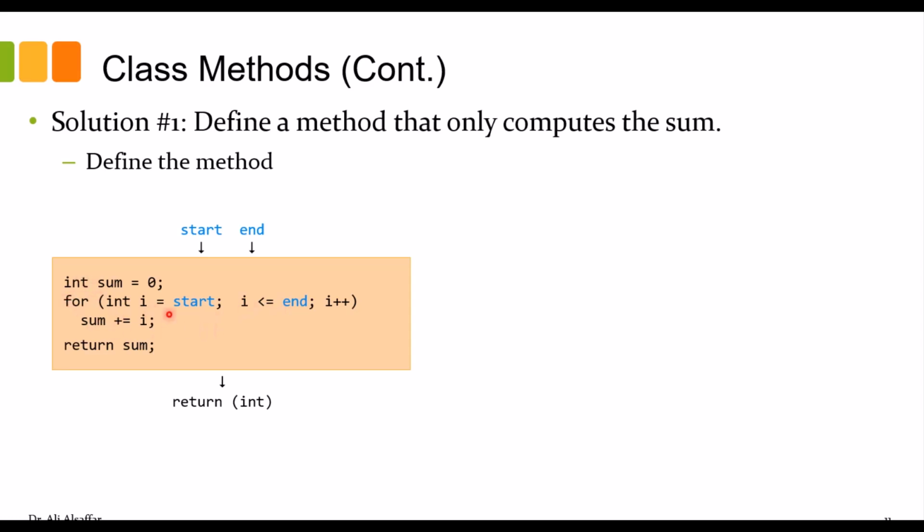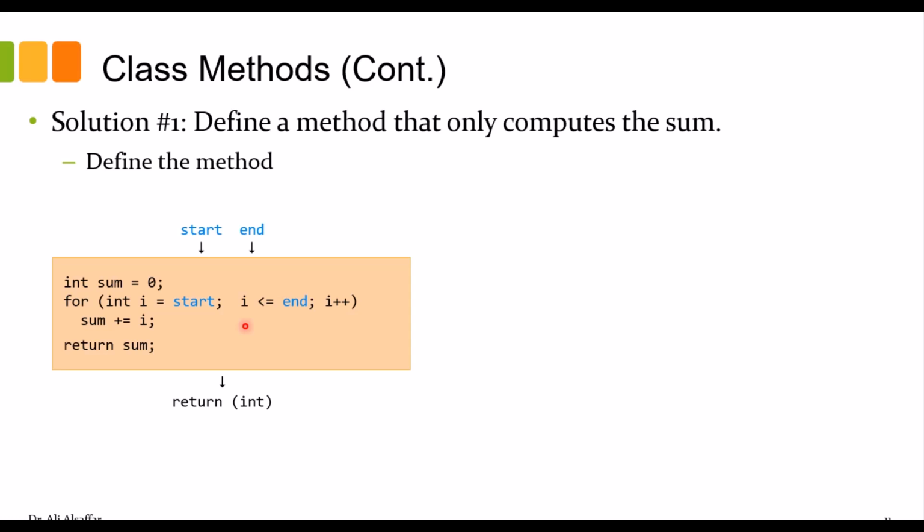So after it computes the summation, we write the word return, and we put where the summation is. Notice the summation is saved into a variable called sum. After the calculation is done and the summation is found, this summation should be returned as a result of the method. Since the return is an integer, the return value will be an integer. But see, the method is not printing. The printing is outside the method. So the job of the method is just to compute, not to print.